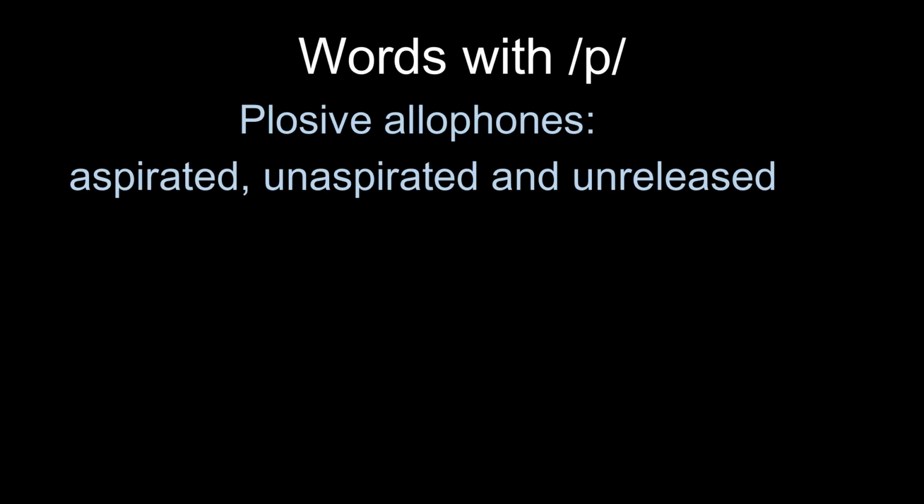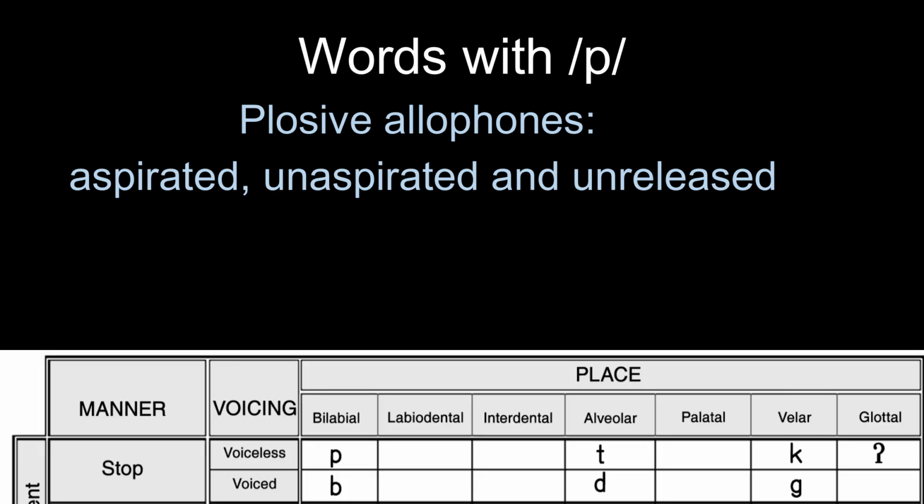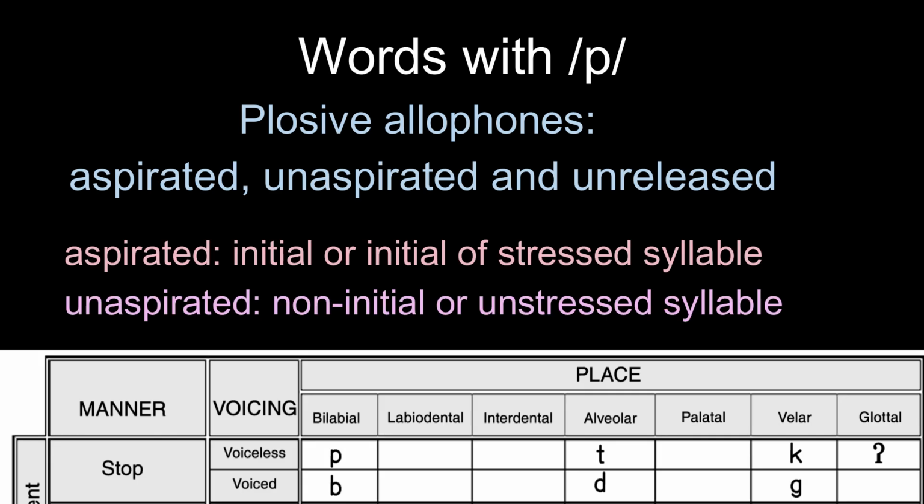Words with p. As we learned in the previous section on the allophones of plosives, words with voiceless plosives can have three different sounds: aspirated, unaspirated, and unreleased. That is, t, p, and k are pronounced in English with aspiration either initially or in stressed syllables, but without aspiration in non-initial, unstressed syllables. So we examine words with P based on these three allophone types.